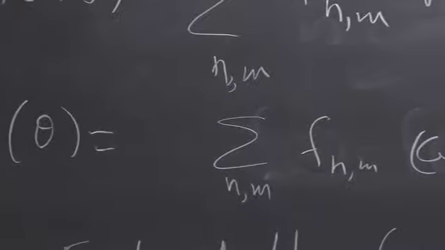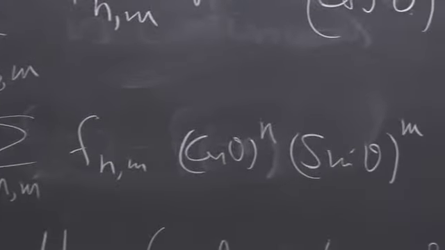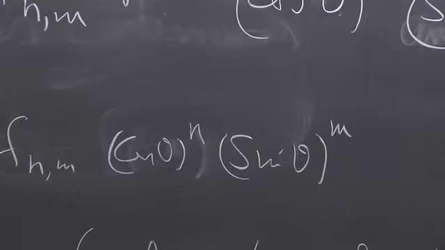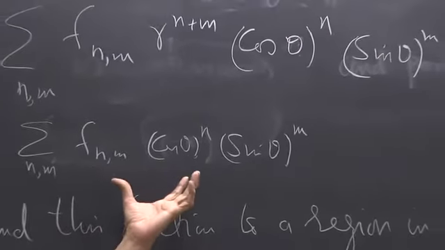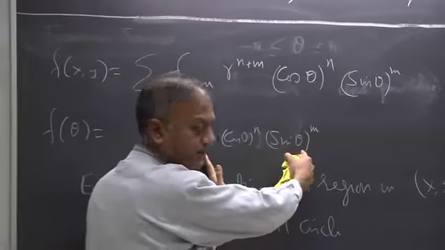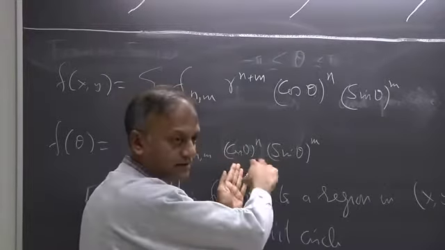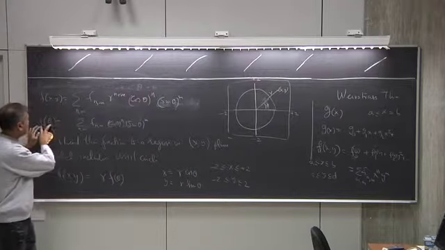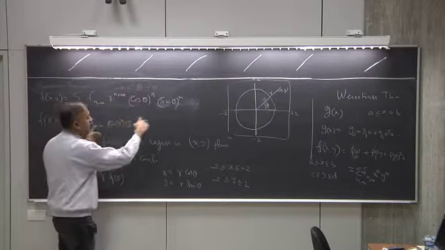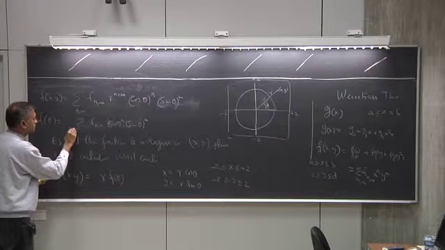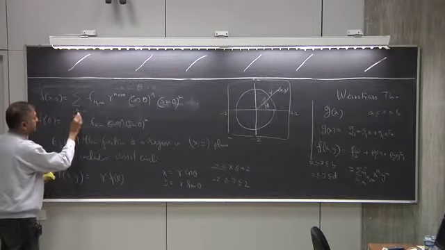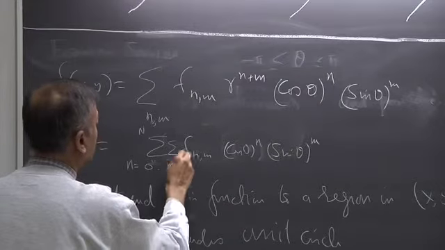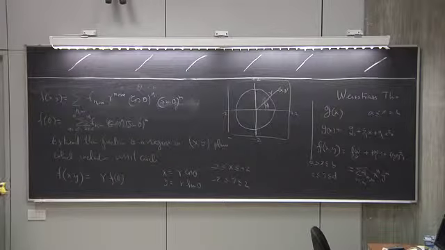So this shows that you can approximate any function of theta, which is periodic in theta, arbitrarily well by considering such terms, trigonometric quantities, cosine theta to the n, sine theta to the m. To get better and better accuracy, I may have to go to higher and higher values of n and m. So n goes from 0 to capital N, and m goes from 0 to capital M, right?